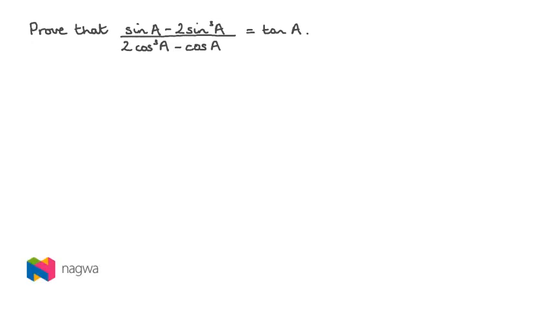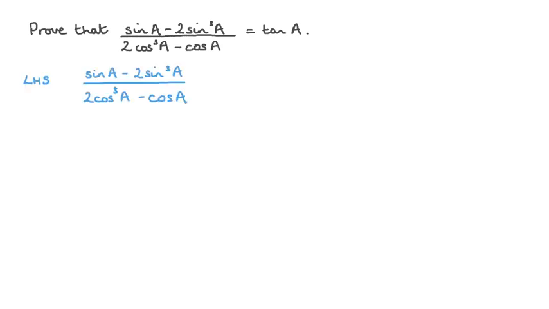Prove that (sin A minus 2 sin cubed A) over (2 cos cubed A minus cos A) is equal to tan A. So in order to prove this, what we need to do is prove that our left-hand side is equal to our right-hand side. So on our left-hand side, like we said, we've got sin A minus 2 sin cubed A over 2 cos cubed A minus cos A.